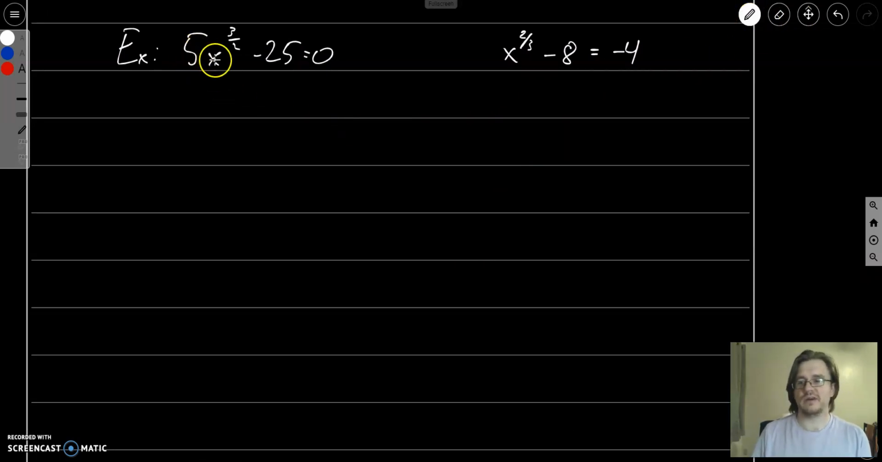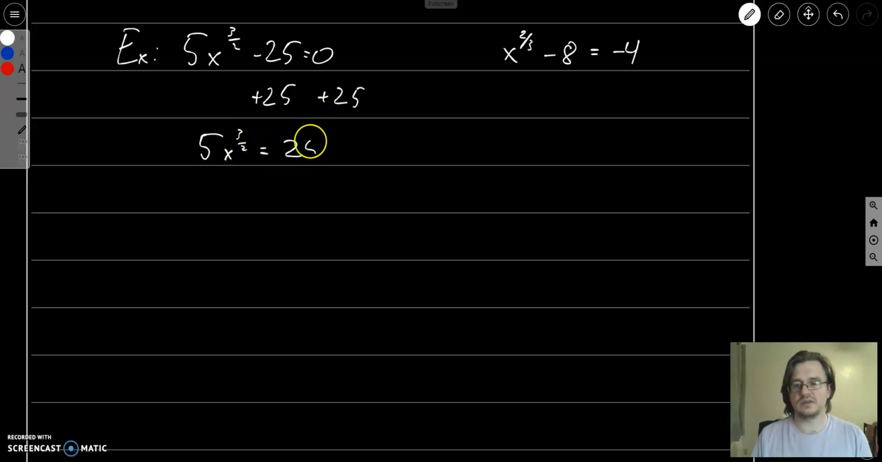So here I have 5x to the 3/2 power minus 25 is equal to 0. First thing, we want to get this odd power by itself. So if I add 25 to both sides, I will get 5x to the 3/2 is equal to 25. And then I need to divide both sides by 5 to get rid of that factor of 5. And I have x to the 3/2 is equal to 5.